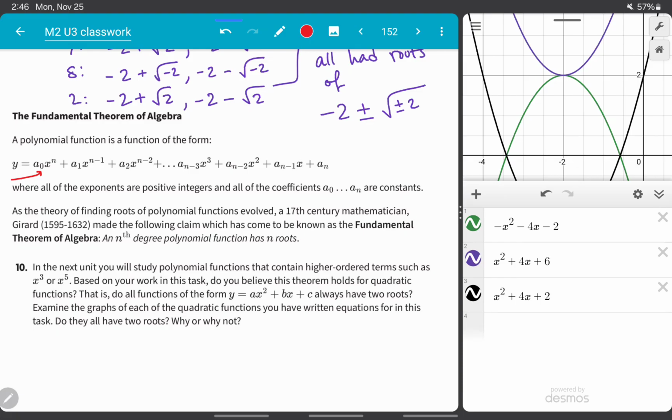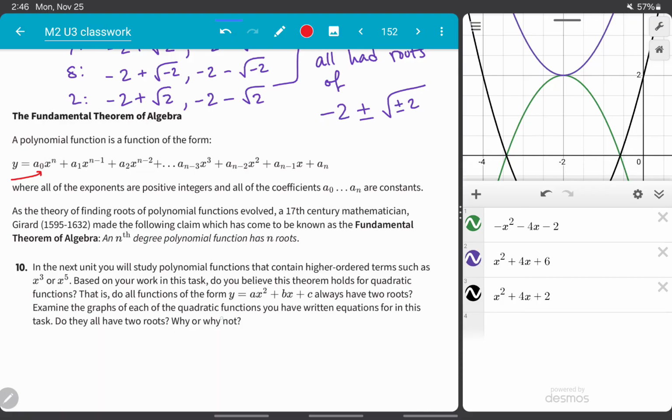In the next unit, you will study polynomial functions that contain higher ordered terms, such as x to the third or x to the fifth. Based on your work in this task, do you believe this theorem holds for quadratic functions? That is, do all functions of the form y equals ax squared plus bx plus c always have two roots?